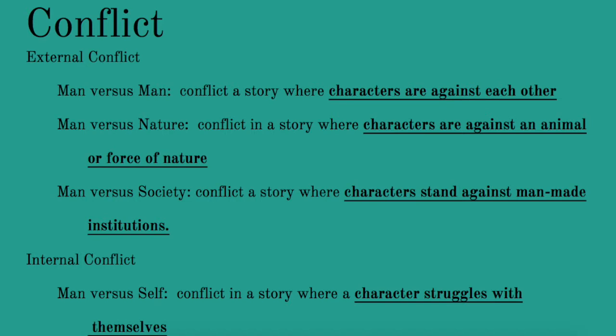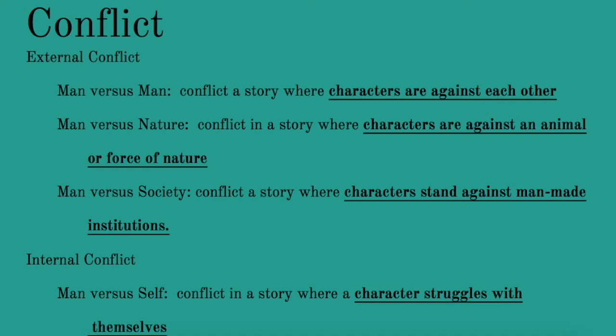In man versus nature, this is a conflict in a story where characters are against an animal or a force of nature, right? So they're either trying to survive hurricanes or volcanoes or just survival in the wild with animals and cold, right? You also have man versus society. This is a conflict where characters stand against a man-made institution, or the government usually.